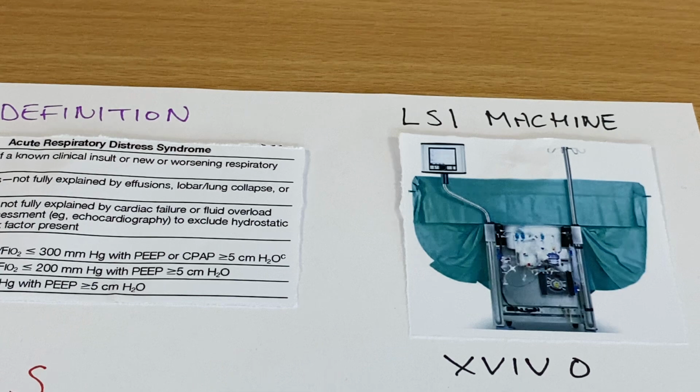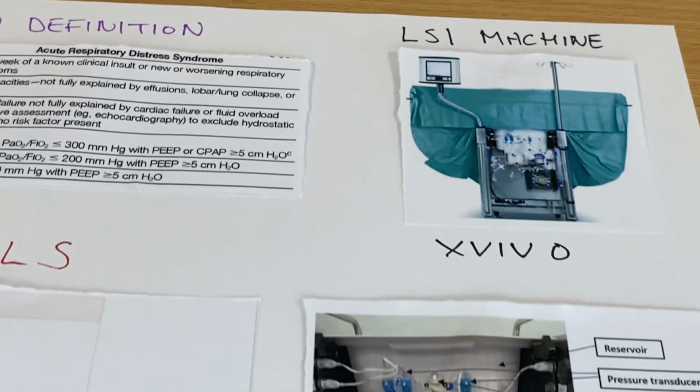As well as this, both human and porcine lungs have been used in EVLP research. We're currently limited to porcine lungs, but pigs have the most similar anatomy and physiology to humans, so it's not necessarily a limitation as such.